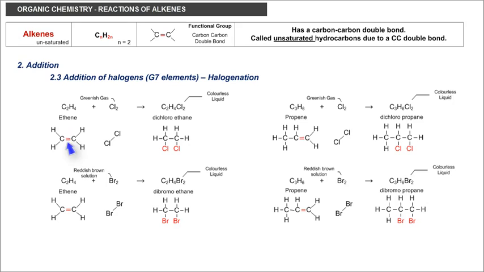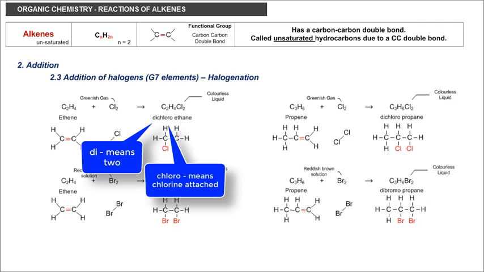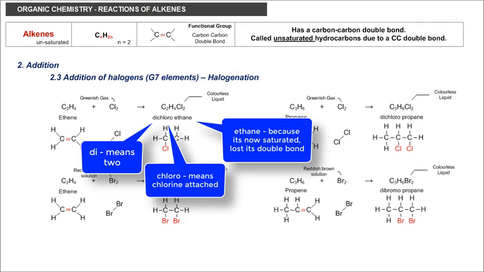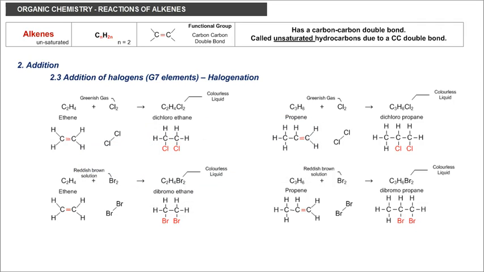In this reaction, one of the double bonds breaks, and for chlorine, the chlorine-chlorine bond breaks, and both chlorine atoms bind with the carbon atoms that had lost one of the double bonds to form dichloroethane. Di means 2, chloro indicates chlorine being attached, and ethane because it's a 2 carbon atom hydrocarbon with no double bonds, therefore saturated.